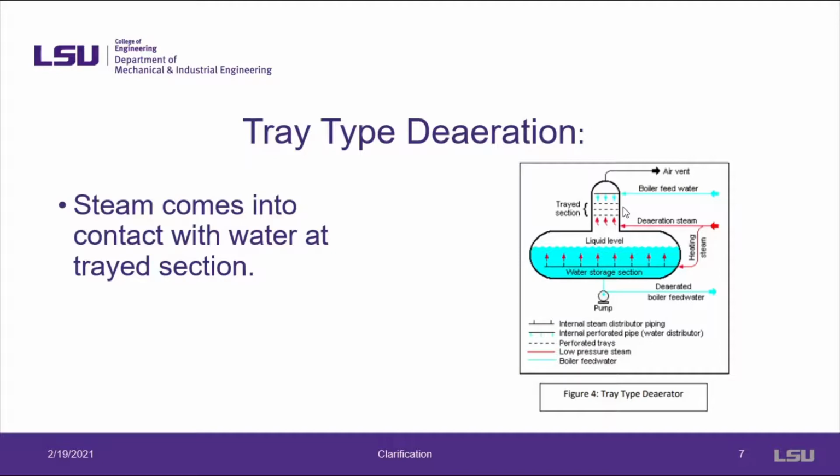The tray configuration is used to allow the water to have sufficient time to come into contact with the steam. The steam forces the oxygen in the water to the surface, where it is vented off at the top of the deaerator. The deaerated water is stored in the tank shown here, where it is then ready to be pumped to the boiler.